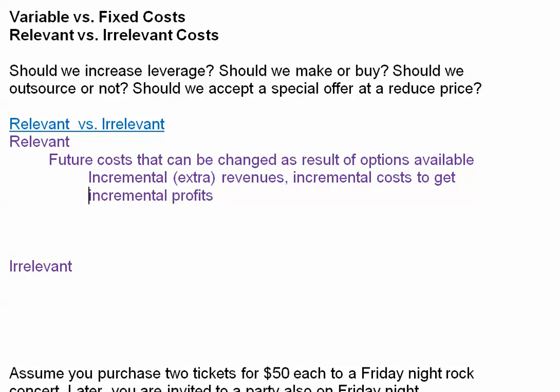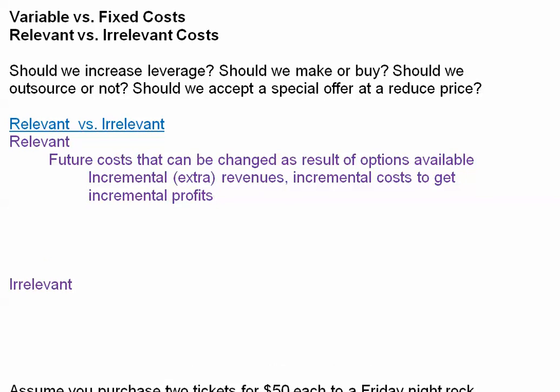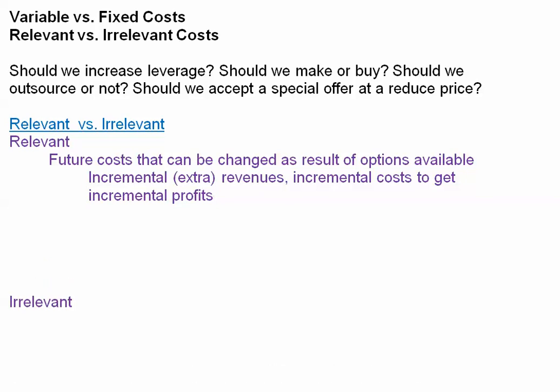Then in addition to these extra amounts that we could earn, you want to look at what are the opportunity costs of not selecting the other options, and that's sometimes hard to see, but it's the value of the next best alternative.